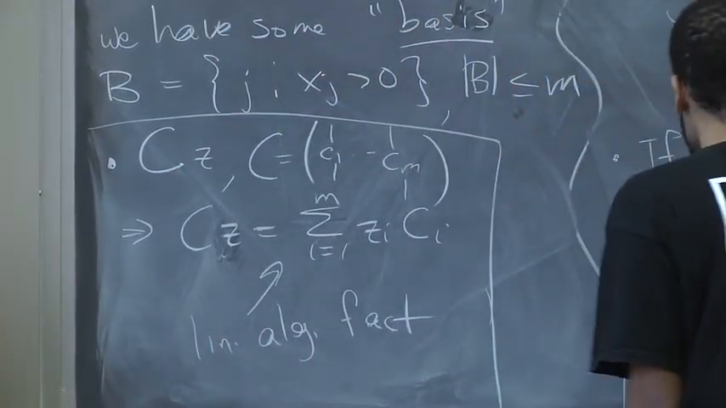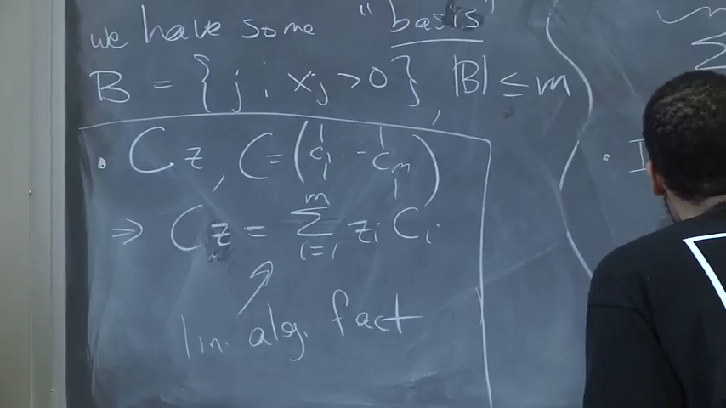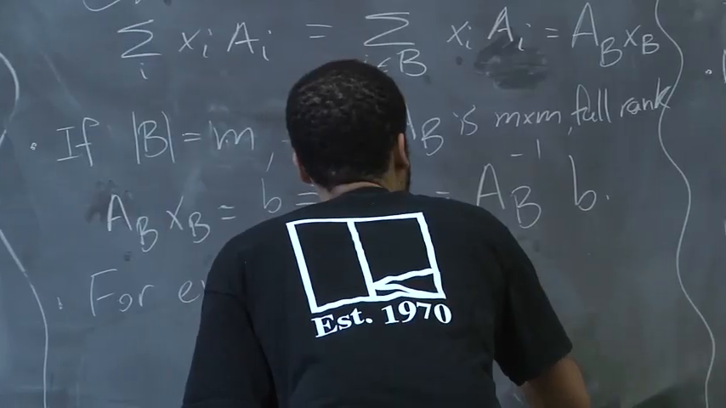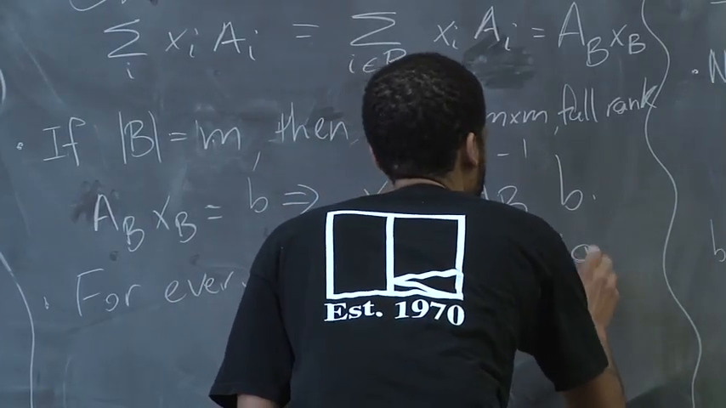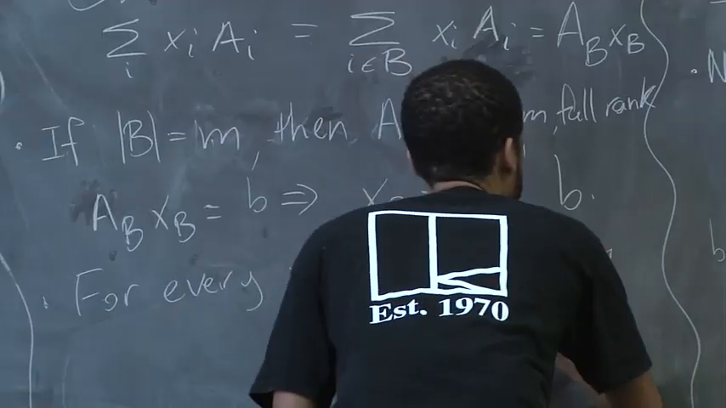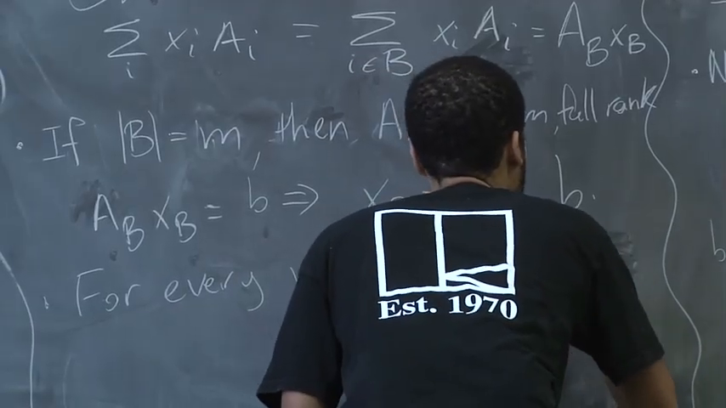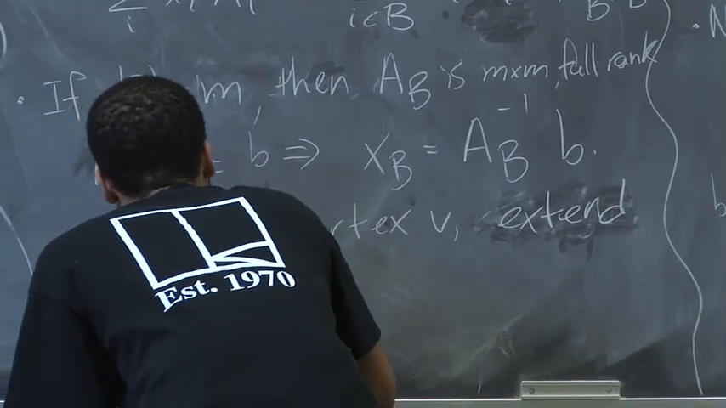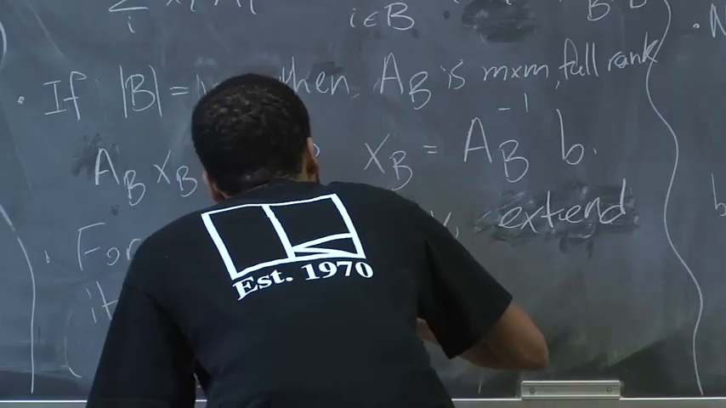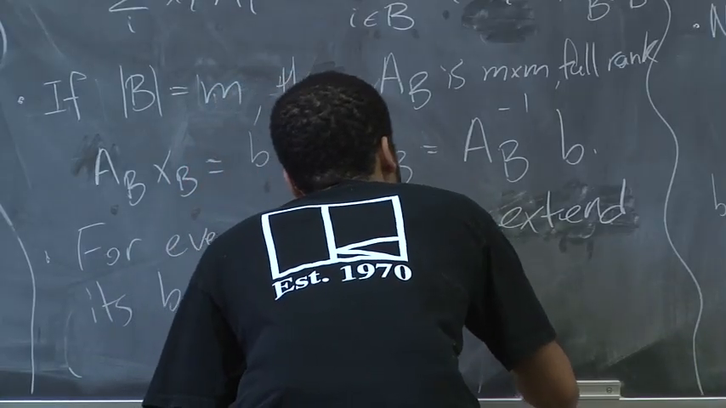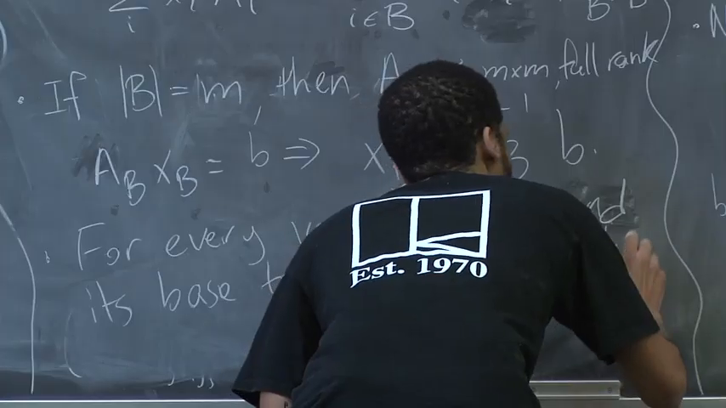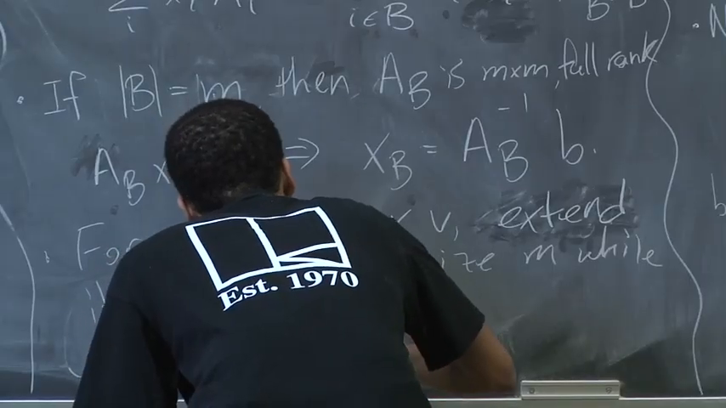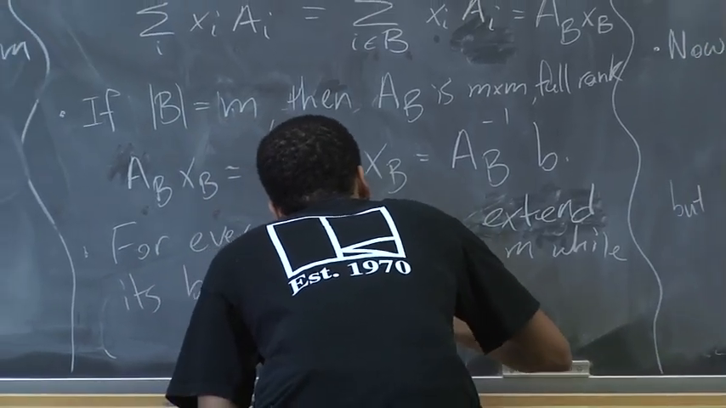So what we'll do is, for every vertex v, extend its base to have size m while still being linearly independent.